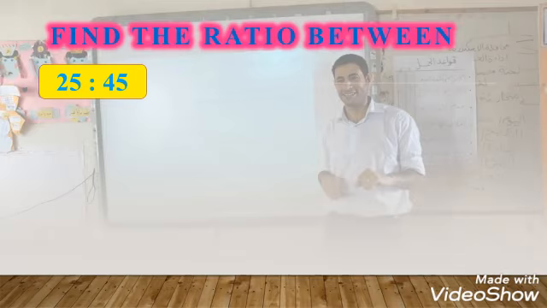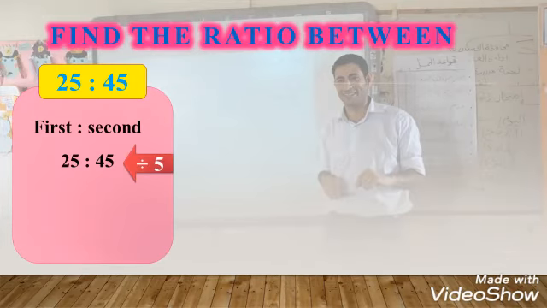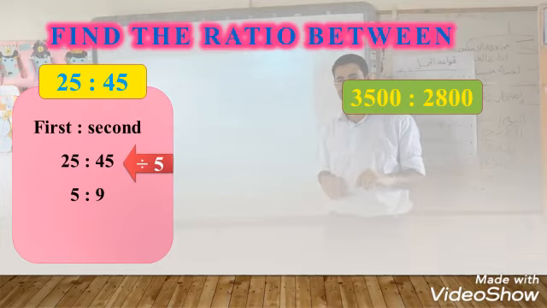Some examples about the ratio between different numbers. We will now start finding the ratio between different types of numbers, for example 25 to 45. In this case, we will find the ratio using first to second. 25 to 45, we will divide by 5. The result will be 5 to 9. Then the ratio between 25 and 45 equals 5 to 9.